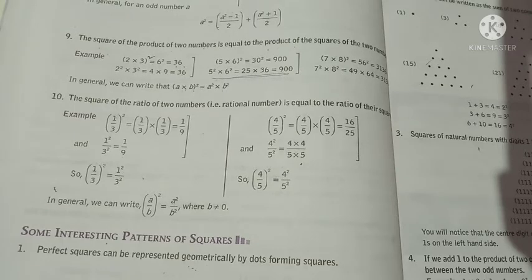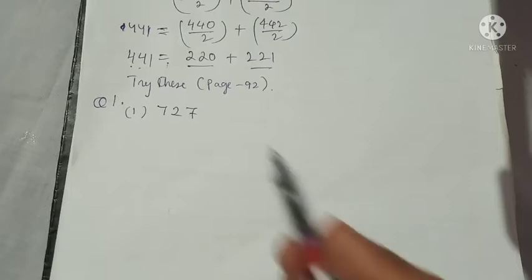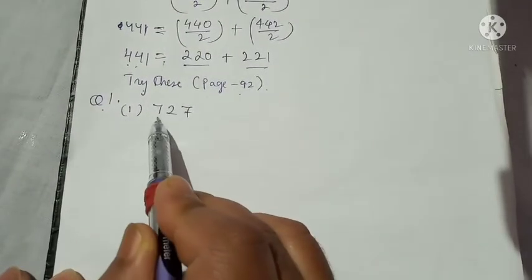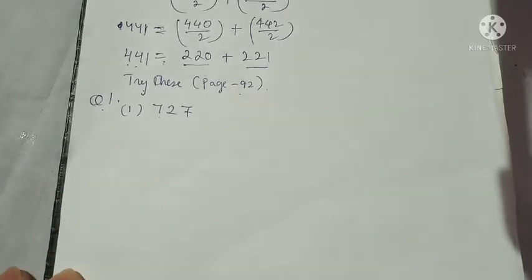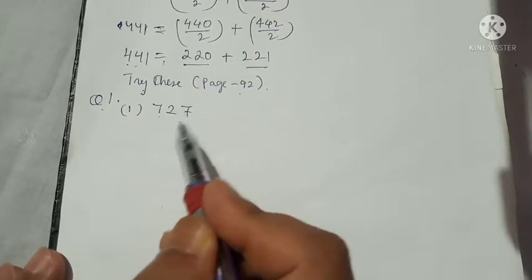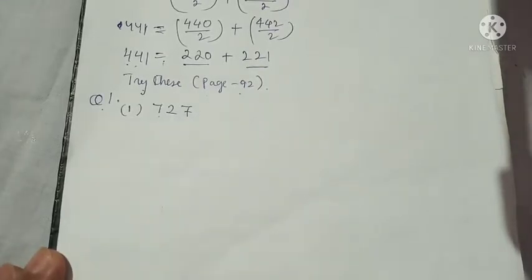So according to these properties, we will solve a few Try This NCERT textbook questions. Okay, let's take one example. Try this, page number 92, question number 1, number 727. The question is, the square of which of the following numbers would be odd numbers or even numbers, and why? Let's check whether the square of this number will be an odd number or an even number.